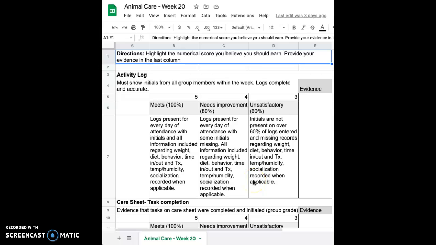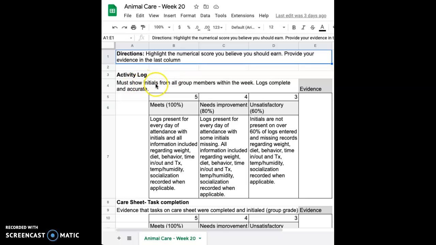We are going to walk through how to score myself for my animal care for the week. So every week we're going to be completing this spreadsheet. The directions are right here stating that I'm going to highlight the numerical score I believe I should earn, and then I'm going to provide evidence in my last column. So the first criteria is the activity log.